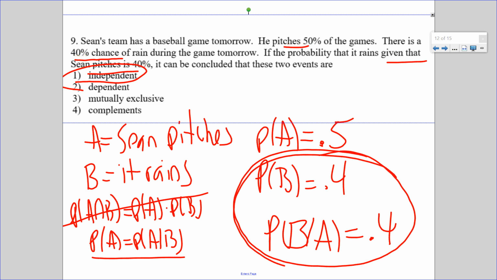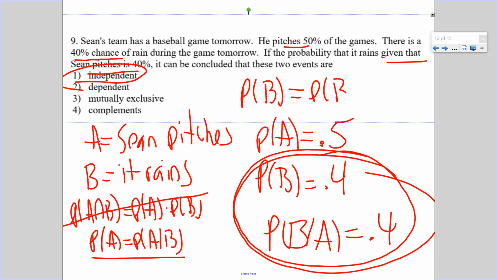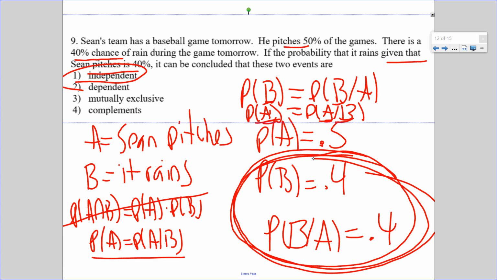This right here is saying that P of B equals P of B slash A, which means the same thing as P of A equals P of A given B. It doesn't matter if it's A or B, but it matters that the first one must match that. So I don't have to create a two-way table for this example because it gave me that P of B equals P of B slash A. In other words, P of A equals P of A slash B.